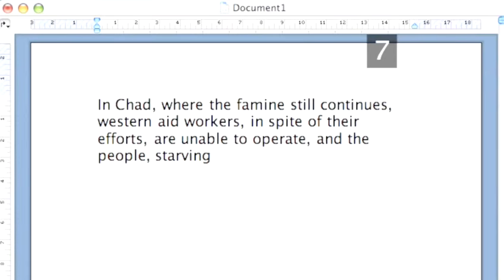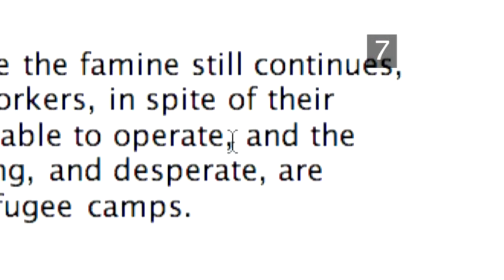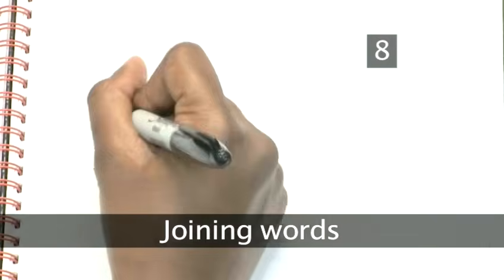In Chad, where the famine still continues, Western aid workers, in spite of their efforts, are unable to operate, and the people, starving and desperate, are flooding to refugee camps. You can use a semicolon instead of a comma to mark the most important breaks in the sentence, just to aid comprehension, like so. A timely semicolon after "to operate" splits the sentence up and makes the whole passage easier to understand.